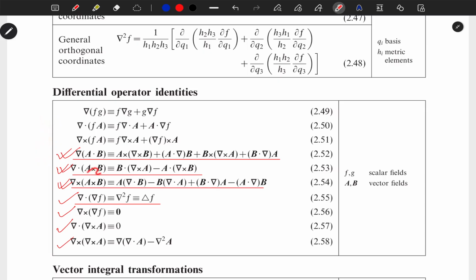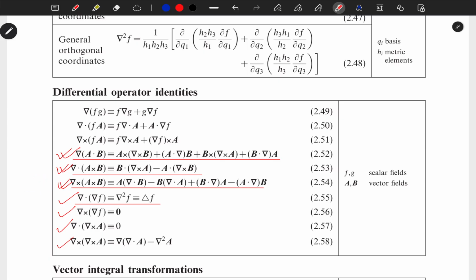Next is the divergence of a cross product. It will have only two terms. So the first term will be B dot curl of A minus A dot curl of B. Again, curl of a cross product will have four terms, but with a minus sign change here.